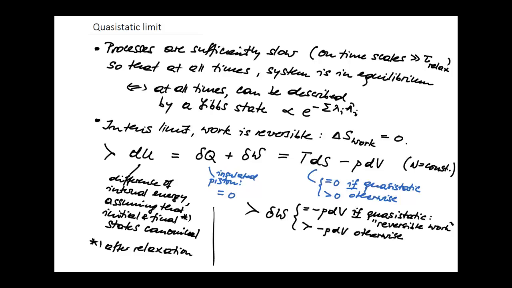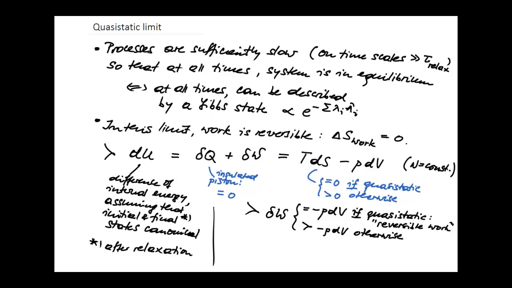So this is an important result, that the equation for infinitesimal work is minus PdV only if the process is quasi-static, if you perform the work sufficiently slowly in a reversible manner. Only then is work equal to minus PdV. Otherwise, the work is larger than that.